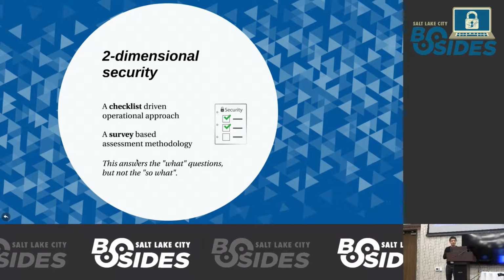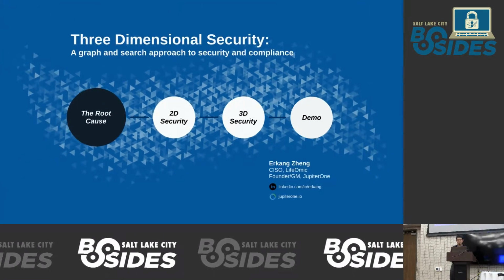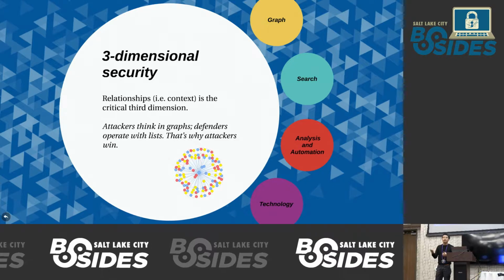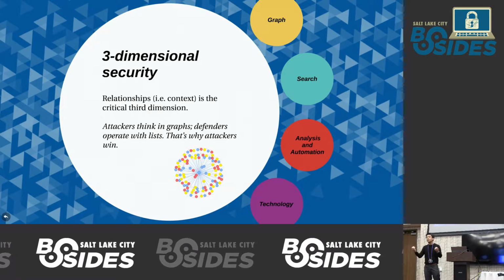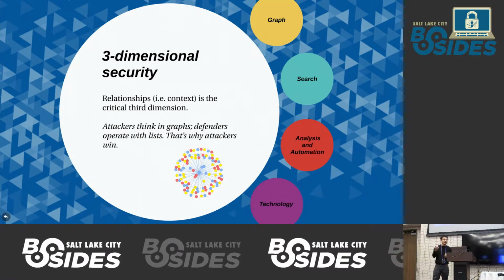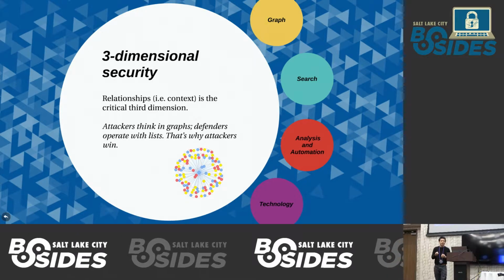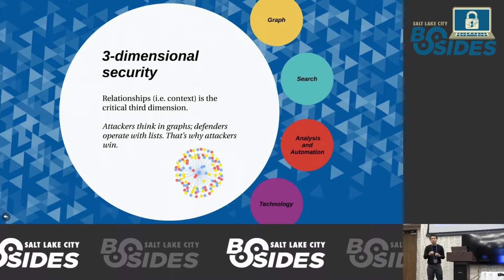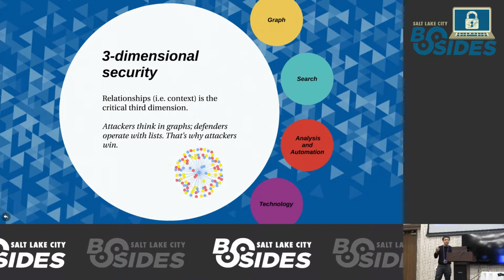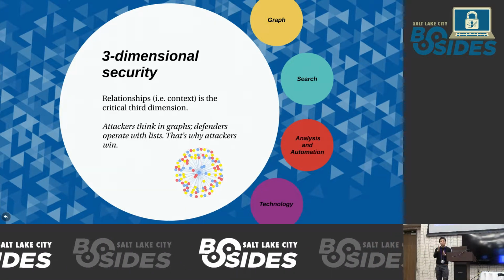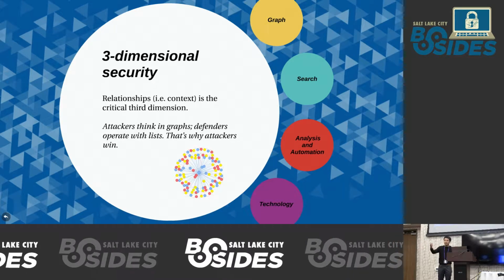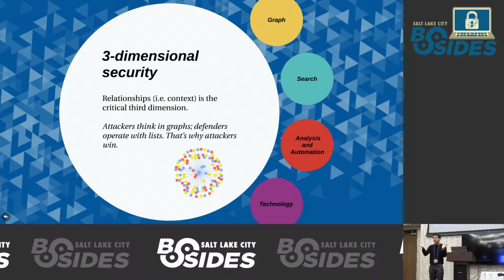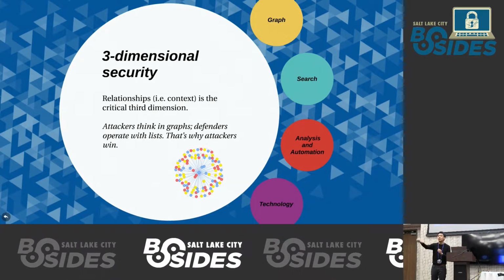So what it lacks is this third dimension, which is the context and the relationships in your environment. What's connecting the dots in your environment? And that's what's lacking. And that's the problem today that makes the attackers win. As you see here, the attackers, they think in graphs. They think in this kind of connected model. And the previous session talked about red teaming, and I'm pretty sure that's what they think about, is how one thing leads to another, right?